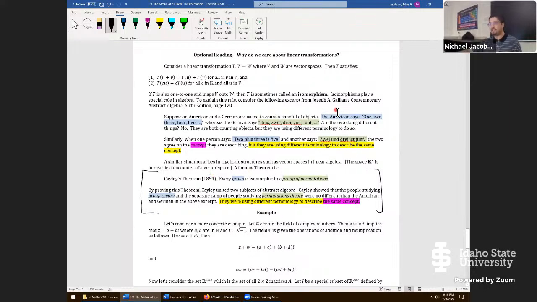So all these people who had built a career and a reputation on groups of permutations just got told, hey, you're no different than this. It's just a different language. Your mathematics is actually the same as ours. Here's the isomorphism. So that's the role linear transformations can play.